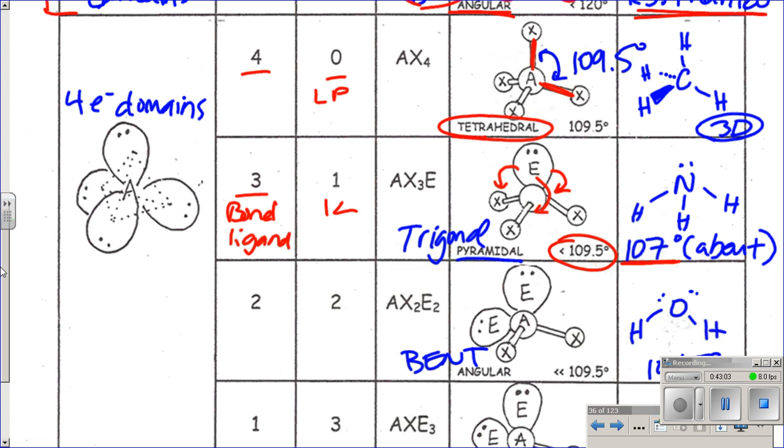That shape appears as if it's a pyramid. That pyramid shape is denoted as trigonal pyramidal, because there's 3 legs on the pyramid.